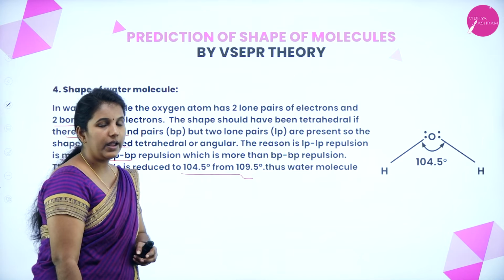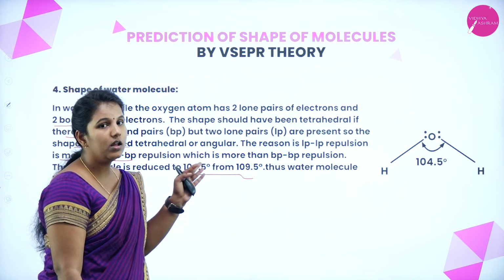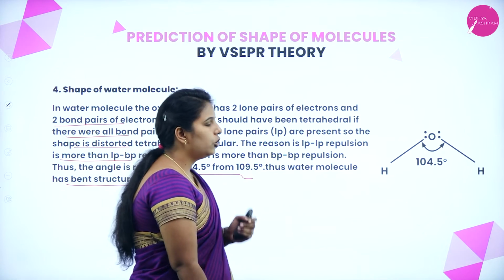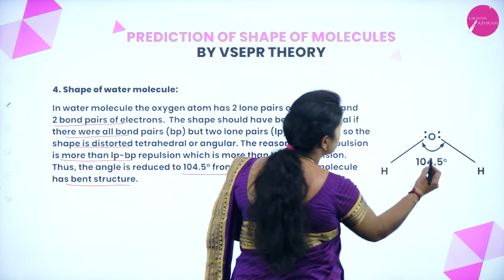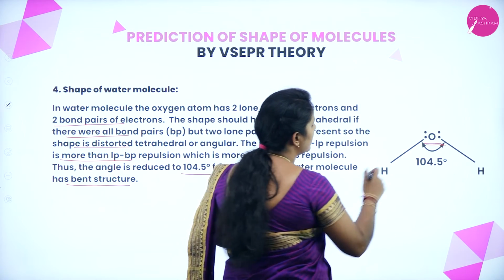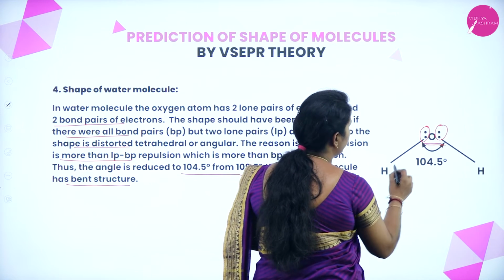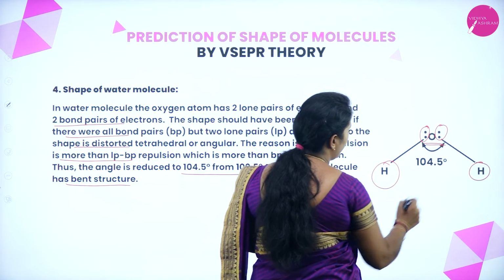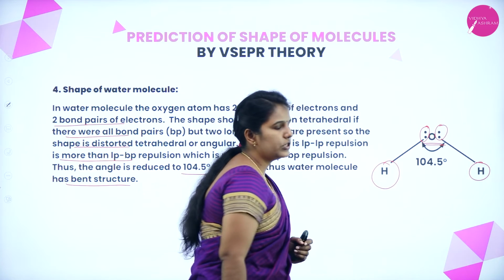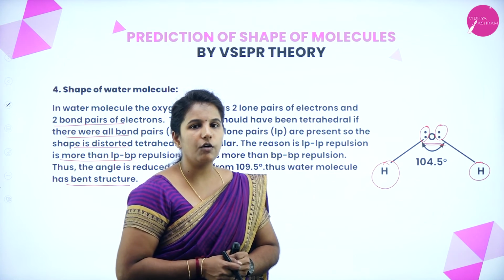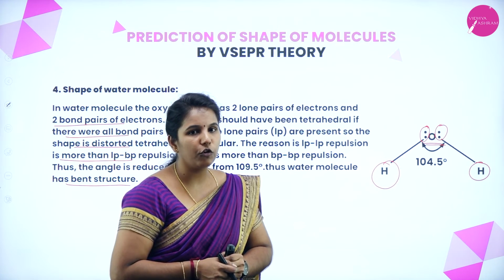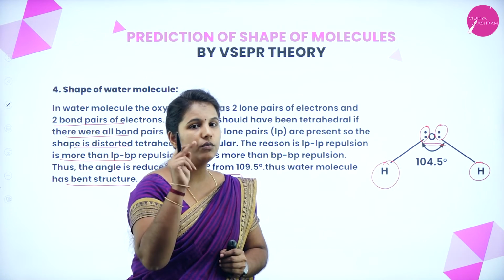So why does it get distorted? Due to the greater repulsion between what? Lone pair repulsions. You can see that in the case of oxygen, how many lone pairs are there? 2 lone pairs of electrons and 2 bond pairs of electrons, which are shared with 2 different hydrogen atoms. This is how we can easily predict the shape of the water molecule even though it consists of 2 lone pairs of electrons.